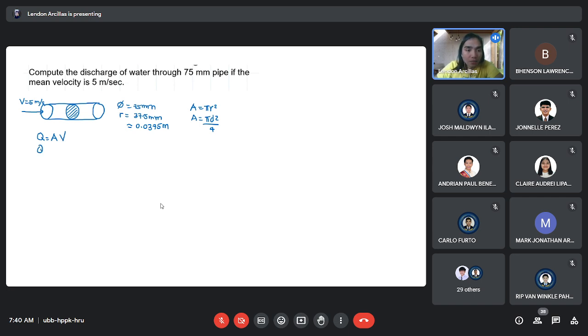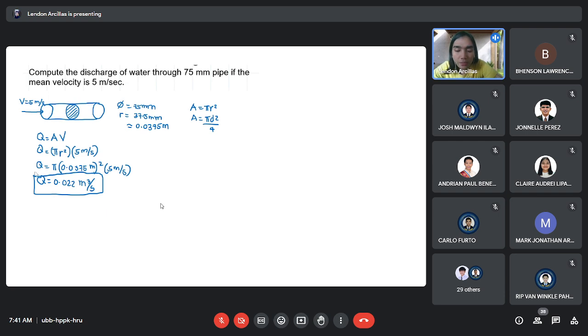So the discharge is equal to the cross-sectional area, pi r squared, times the velocity, 5 m/s. So that is pi times the radius in meters, to have consistency in our units, 0.0375 meters, squared, times 5 m/s. So our discharge or our volume flow rate is equal to 0.022 m³/s. Meter squared times meter per second is meter cubed per second. Okay, next example.